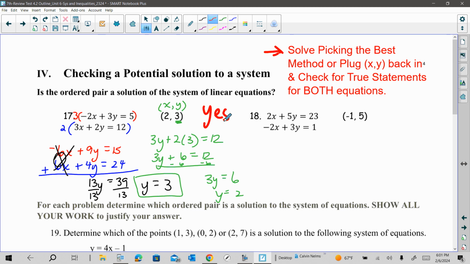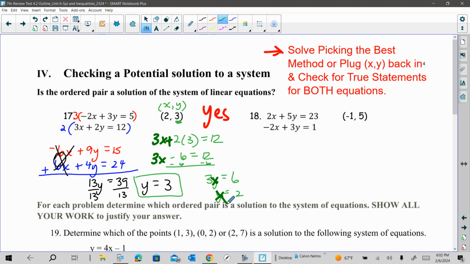Did I substitute the wrong thing? Oh, I wrote 3y. I'm sorry, I just realized. I wrote 3y, but that's a 3x. I was like, wait a minute. Sorry, guys. That's 3x. But really, this was x. It's an x, sorry. Sorry about that.